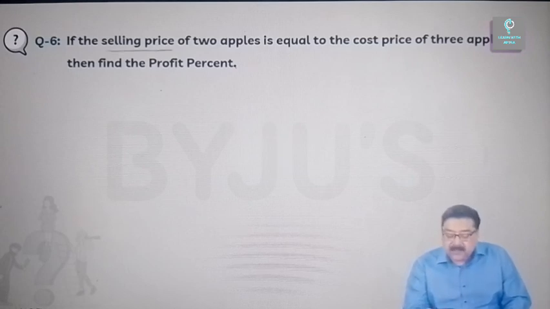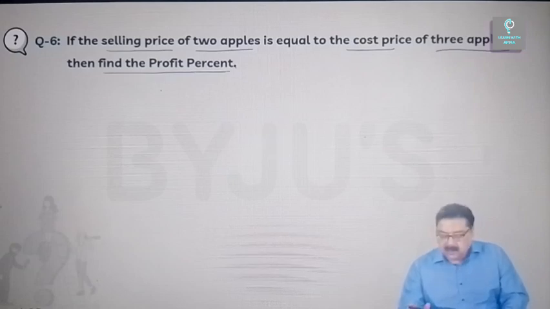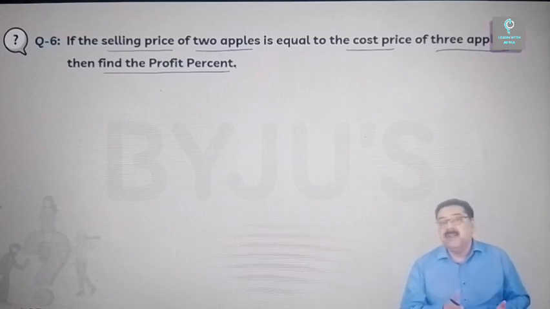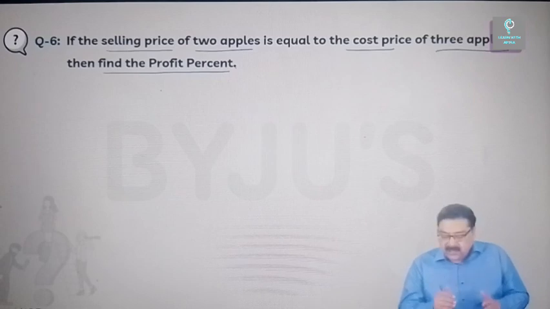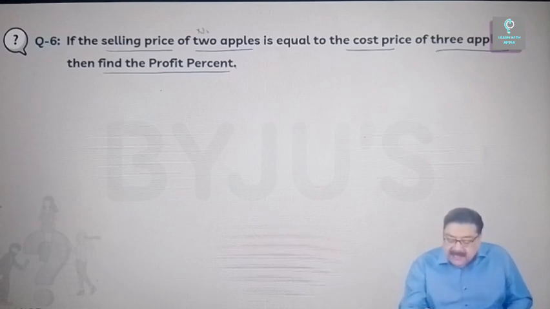If the selling price of 2 apples is equal to the cost price of 3 apples, then find the profit percent. Now, nothing is mentioned in terms of money. What is the cost of 1 apple? So obviously we can't calculate in terms of money. So what is mentioned is number of items.